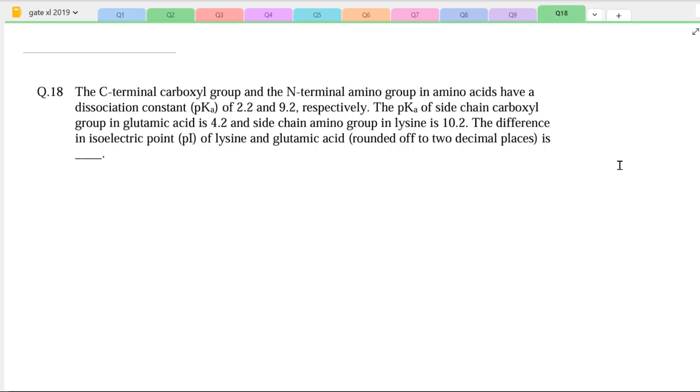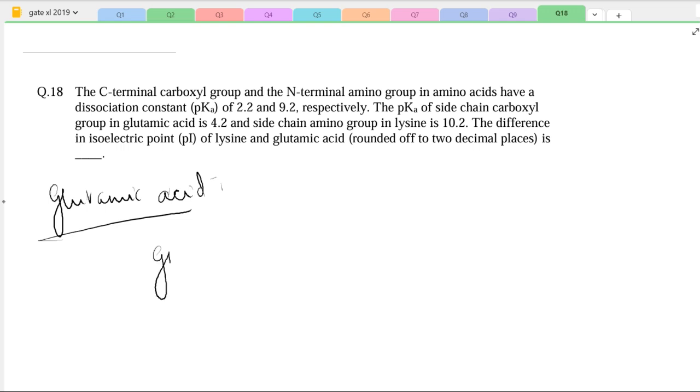The C-terminal carboxyl group and the N-terminal amino group in amino acids have a dissociation constant pKa of 2.2 and 9.2 respectively. The pKa of the side chain carboxyl group in glutamic acid is 4.2 and the side chain amino group in lysine is 10.2. The difference in isoelectric point pI of lysine and glutamic acid, rounded off to 2 decimal places, is... First let's write for glutamic acid. This is a very simple question provided you write it correctly and don't mess up the pKa values.